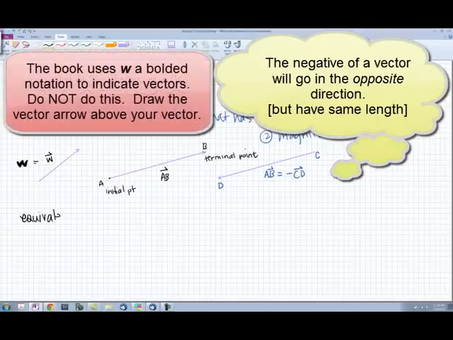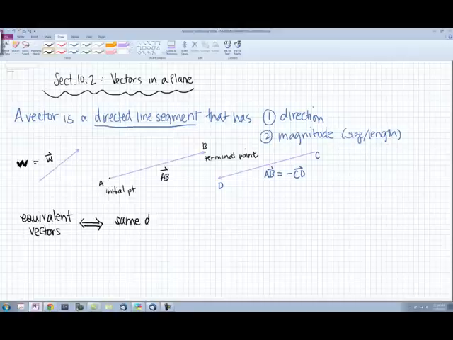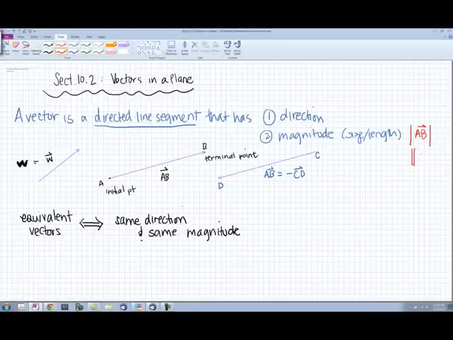We have something called equivalent vectors. We say that two vectors are equal if and only if they go in the same direction and they have the same magnitude. The magnitude of AB, sometimes you'll see it written with 2 bars, sometimes with only 1, but that represents magnitude.